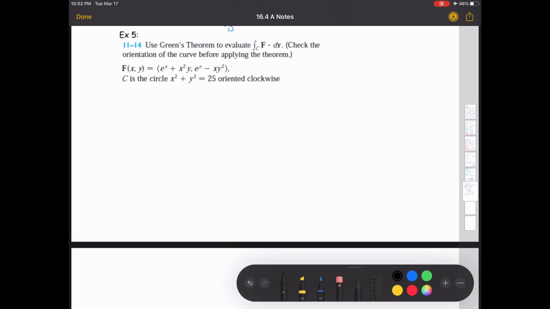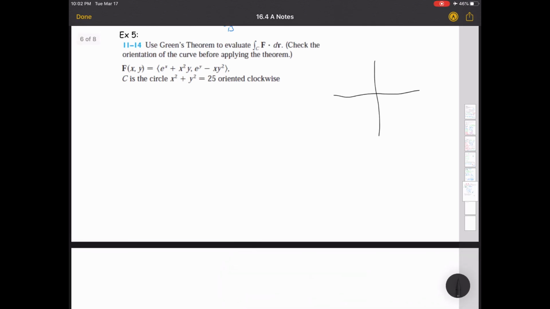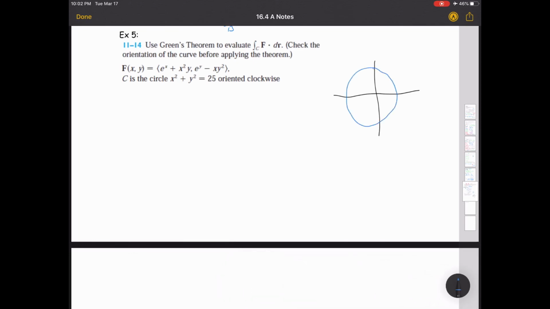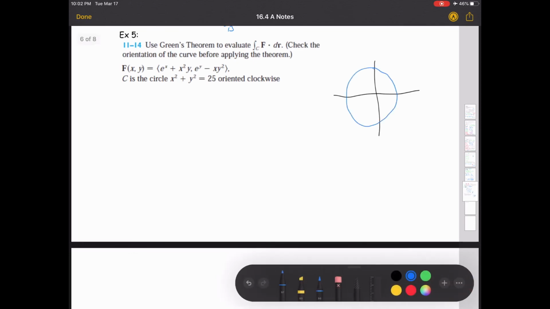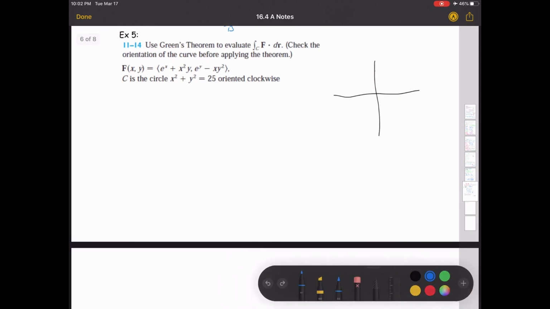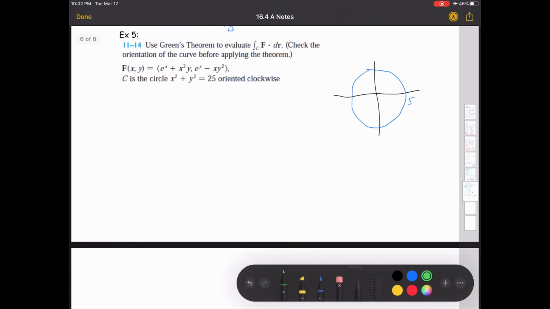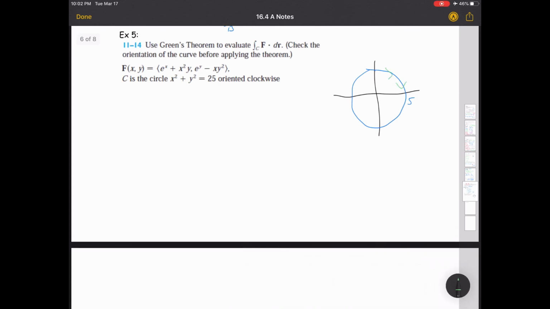Well, that's not right, because they're telling us we've got a circle here, radius 5. A circle radius 5, but it says it's oriented clockwise. Not good.